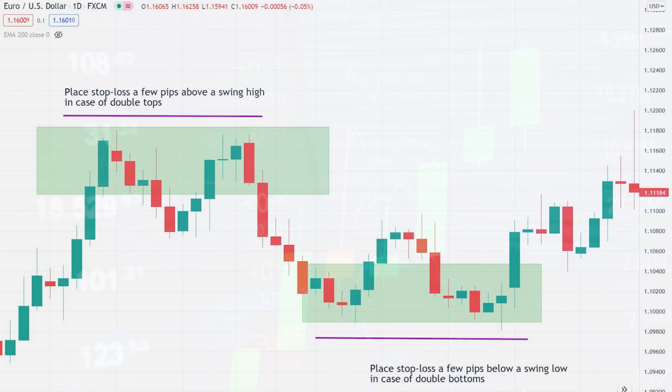You always want to set the stop loss a few pips below the low and a few pips above the swing highs, not directly on the same line the price reached in the event of a double top or double bottom. You don't want to get stopped out because double tops and bottoms form pretty frequently.